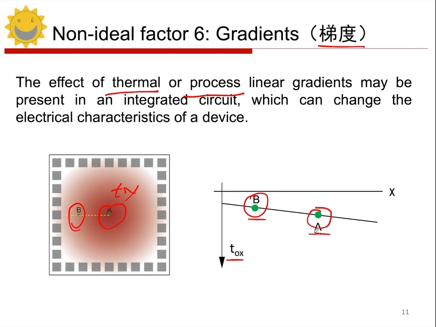which will lead to what? This will cause their threshold voltages to change differently, right? For A, the oxide is thicker, so the threshold of A will be higher, which is a high threshold, right? For B, the threshold will be relatively lower. So in this case, their VTH will deviate. So this is the influence of gradient.